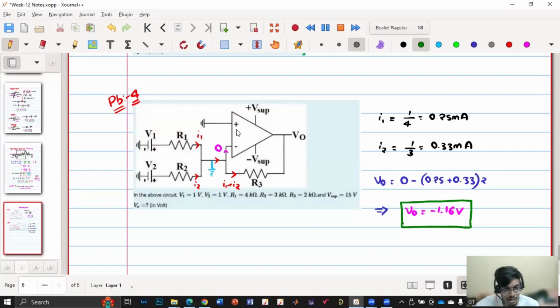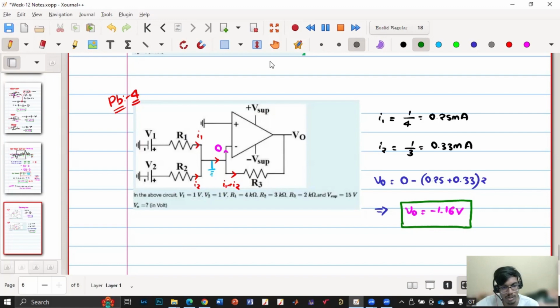So first of all, this is virtually shorted. So if this is ground, this is ground. And also no current enters the op-amp because it is an ideal op-amp. So all the current that is coming from over here will pass through I3. So V1, V2 are given. First, we have calculated I1, I2 because I1 is V1 minus 0 by R1 and I2 is V2 minus 0 by R2. Then after getting I1, I2, V0 is nothing but 0, because this terminal is 0, minus (I1 plus I2) into R3. So using this equation, we got V0 as minus 1.16. So is this clear?